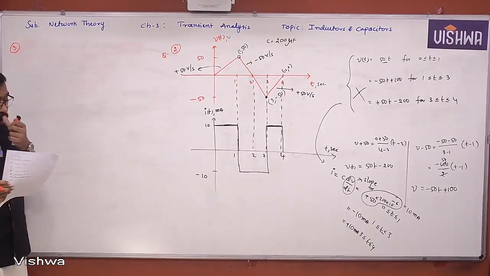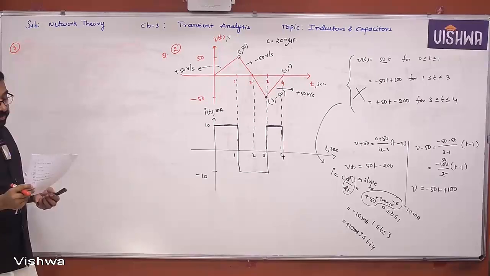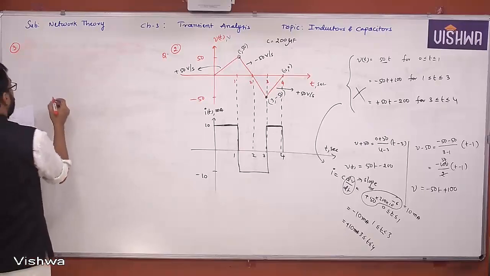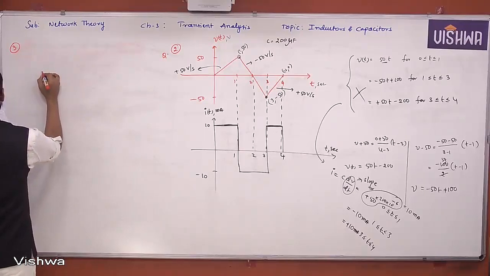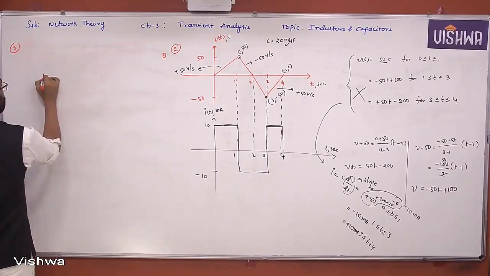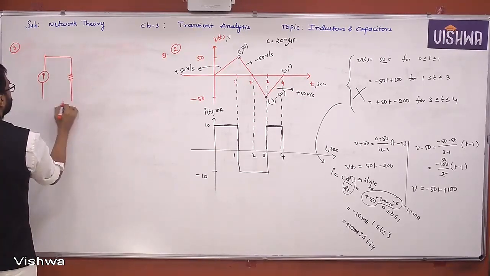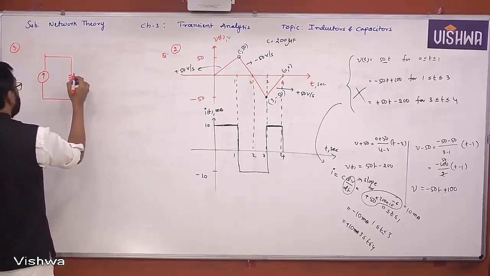Obtain the energy stored in each capacitor shown in the following figure under DC conditions. Under DC conditions, it is asking what is the energy stored in each capacitor. Let me draw the circuit again here. All of you can also draw it quickly in your notebook. Draw it once again.